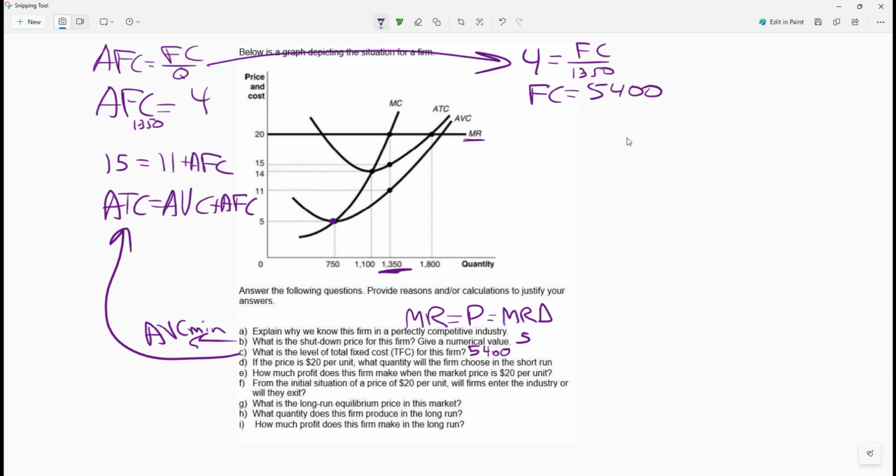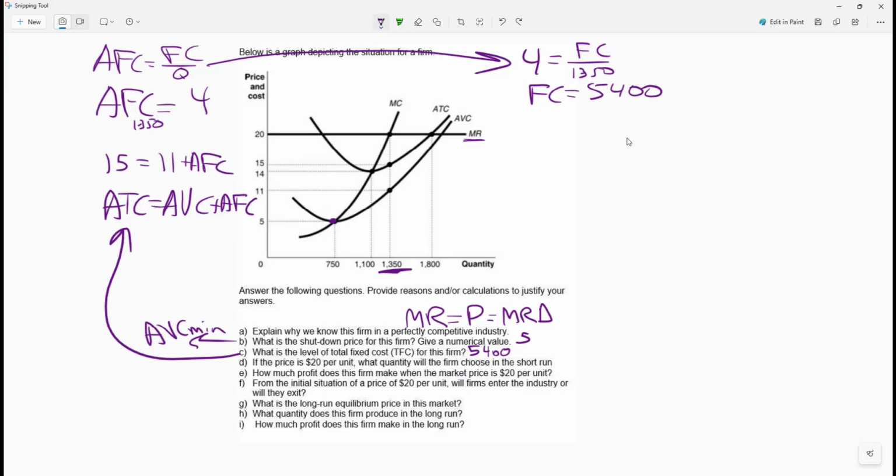You would get the same answer if you used, say, 1,100, but we don't know exactly what that point is. We also could use 750, but we don't know exactly where that point is. So it's easiest to use the one where you've got the two points.